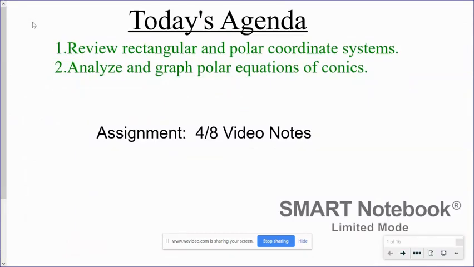Welcome, guys. Today we're going to review rectangular and polar coordinate systems, and we're going to analyze and graph polar equations of conics as we develop the idea. You did a great job working your way conceptually through rotation of axes, and as always, the challenge in trigonometry definitely does begin conceptually. We're going to develop some ideas as opposed to plug and chug away like we perhaps used to do way back in the day.